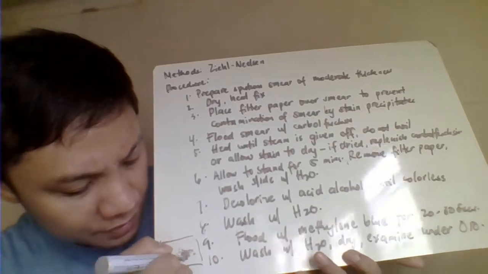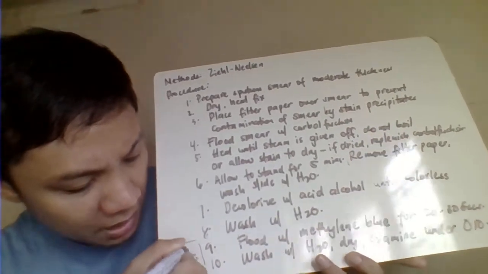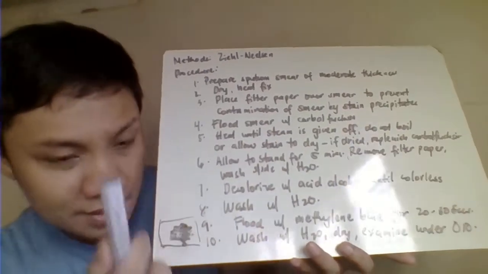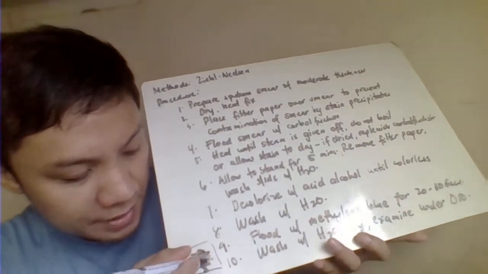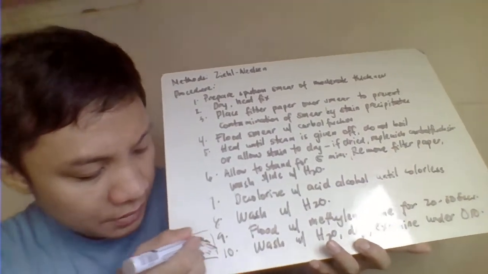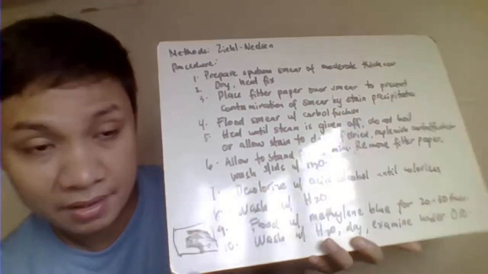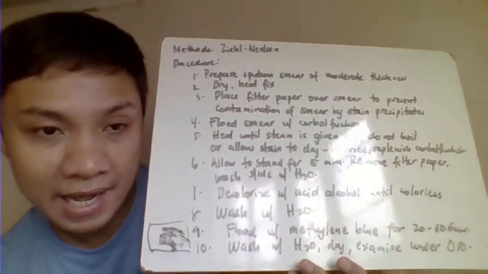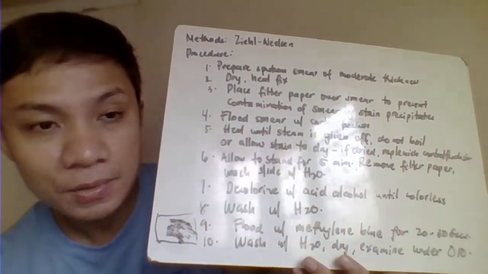So with your applicator stick, you do it like this to spread thoroughly our specimen. So medyo isa-isa, you do it one by one, until it spreads thinly in your film. Then after that, dry. Okay, and then try to heat fix.